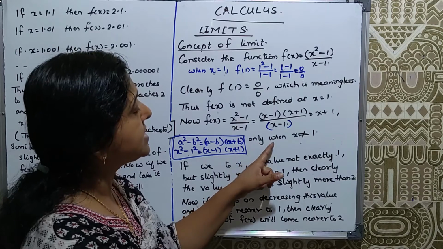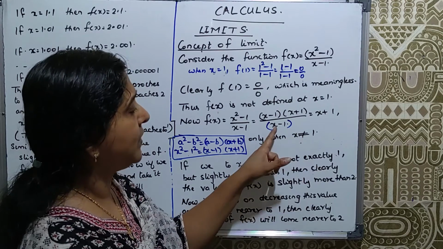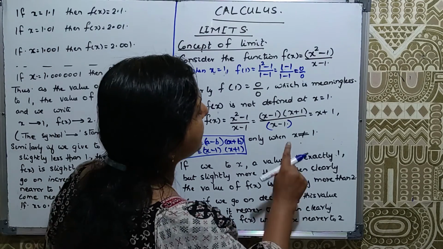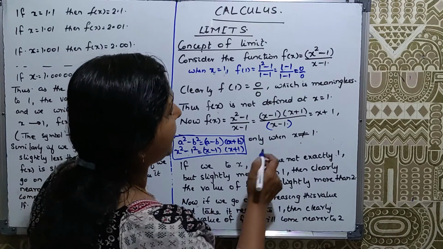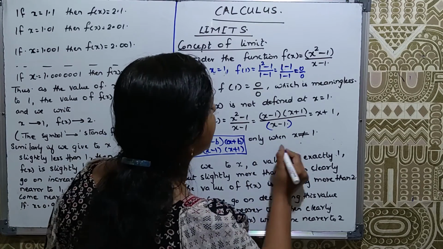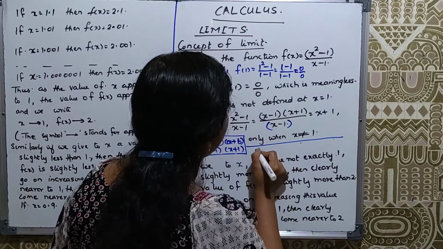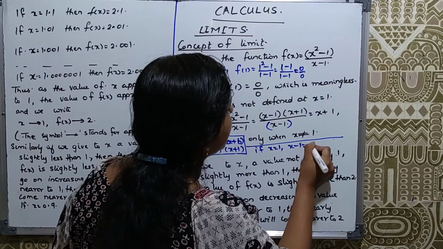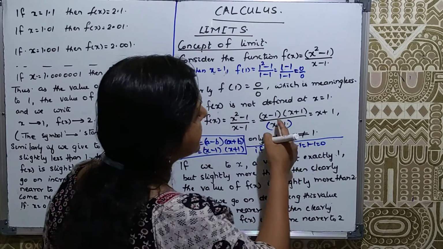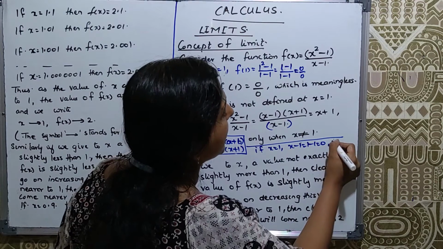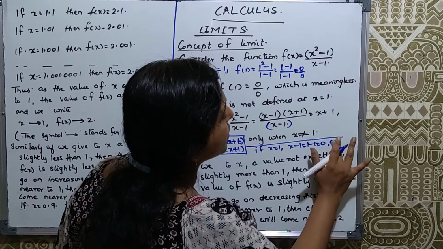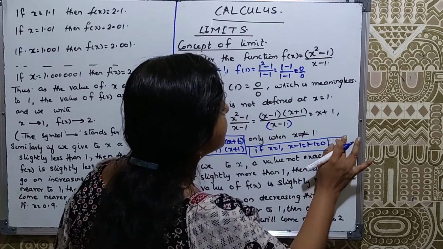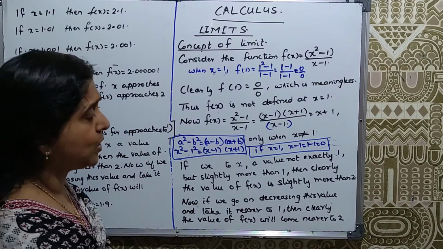And this condition is satisfied only when x is not equal to 1. Because if x is equal to 1, then x minus 1 will be 0. If we substitute in the first equation, it will become any number by 0, and any number by 0 is not defined. So we will not select that value. We write the condition only when x is not equal to 1.